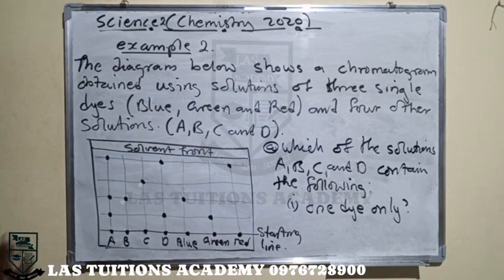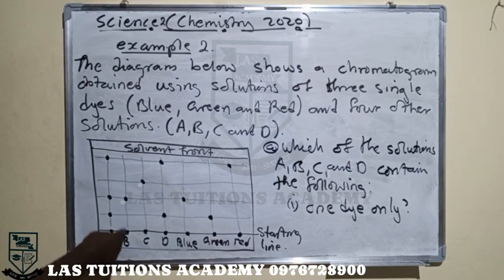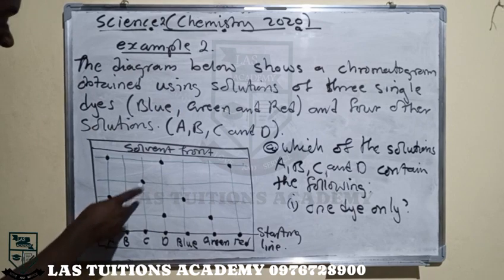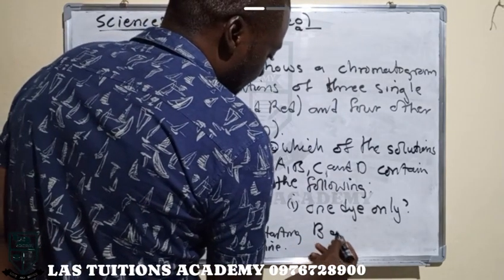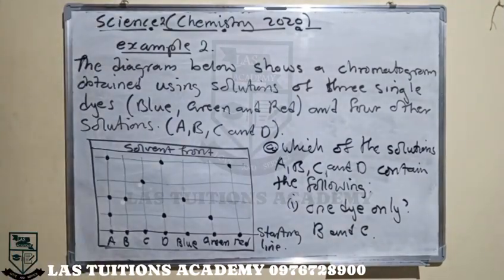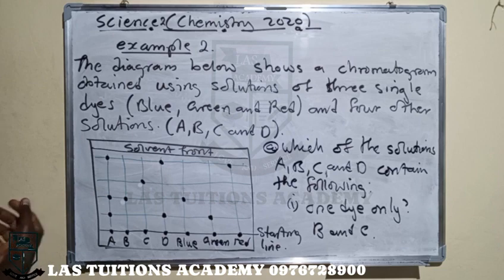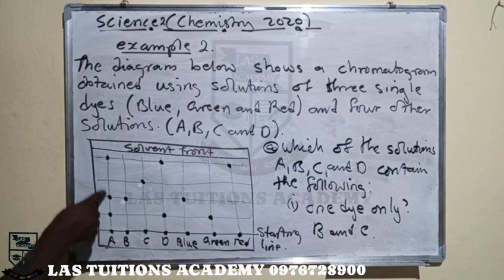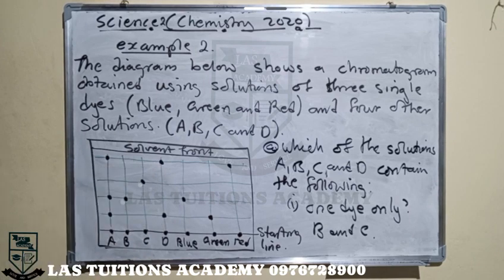So this is a special dye and it rises only to that distance. And this is also a special dye, it rises only to that distance. So B and C contain one dye only. So I'm saying B and C, according to this table that we have, contain only one solution. So A contains three dyes: 1, 2, 3. B has 1, C has 1, D has 1, 2. Okay, so that's what that graph means.